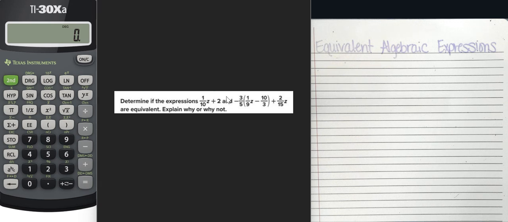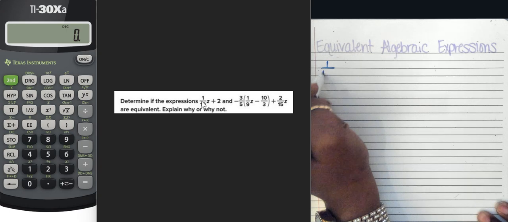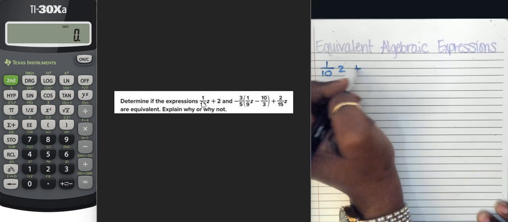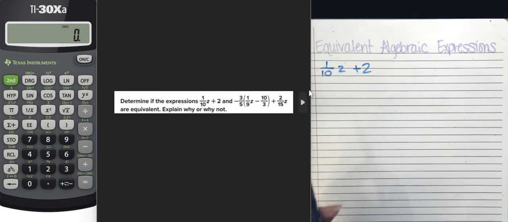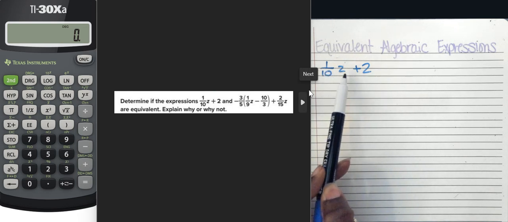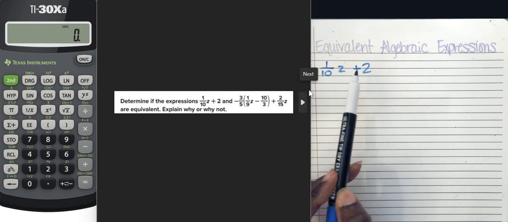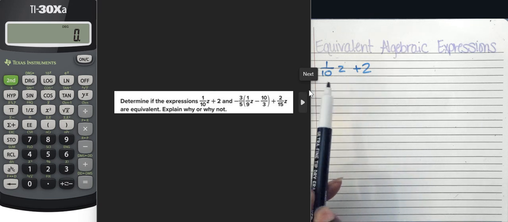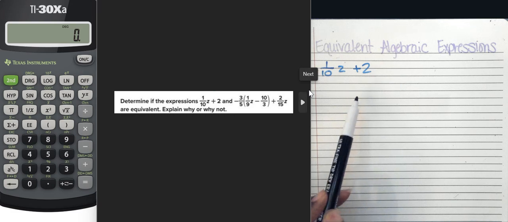So this here is one expression, 1/10 z plus 2, and our second expression is going to be this one here. Looking at our first expression, 1/10 z plus 2, this is already simplified. We can't simplify it anymore. We have a term for our z's, and then we also have a term listed for our constant. So we don't need to do anything else to that one.